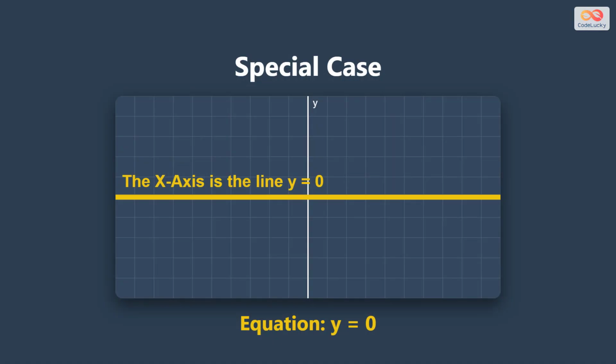There is one special case you should know. The x-axis itself is a horizontal line. Since it sits at a height of 0, its equation is simply y equals 0.